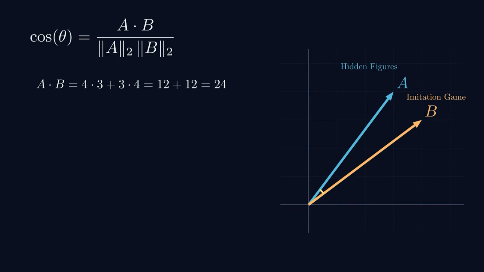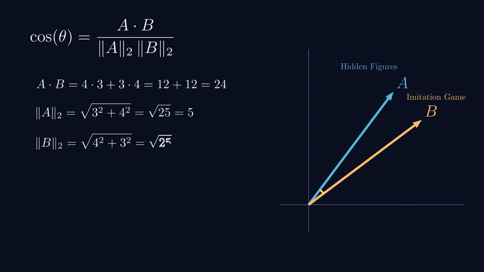Next, we need the length of each vector, as we can see in the denominator for the expression that we're trying to calculate. So for Hidden Figures, this would just be the square root of 3 squared plus 4 squared, which equals the square root of 25, which equals 5. And the eagle-eyed amongst you will also know that this is the exact same expression for Imitation Game, because the x and y values are just swapped here. So we also end up with a length of 5 for Imitation Game as well.